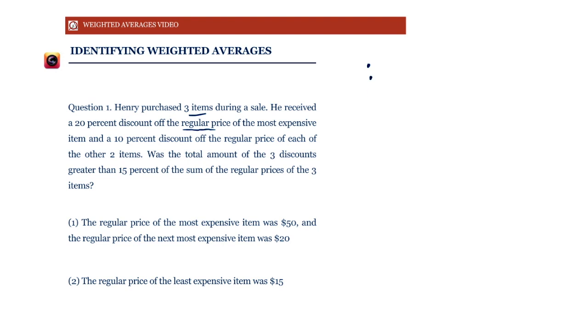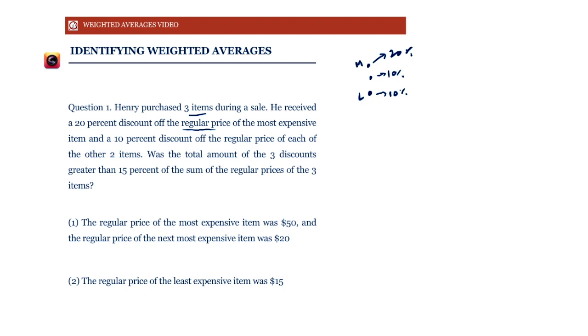He bought three items, right? So let's say this is the most expensive and this is the least expensive. So he got a 20% discount over here. And a 10% discount of the regular price of each of the other two items. So for both of them, he got a 10% discount each, right? Was the total amount of the three discounts greater than 15% of the sum of the regular prices of the three items?